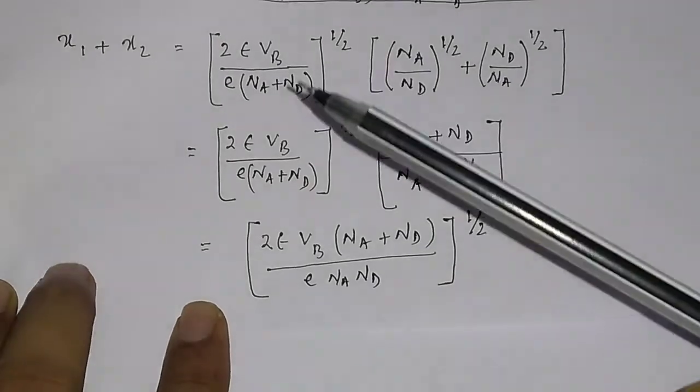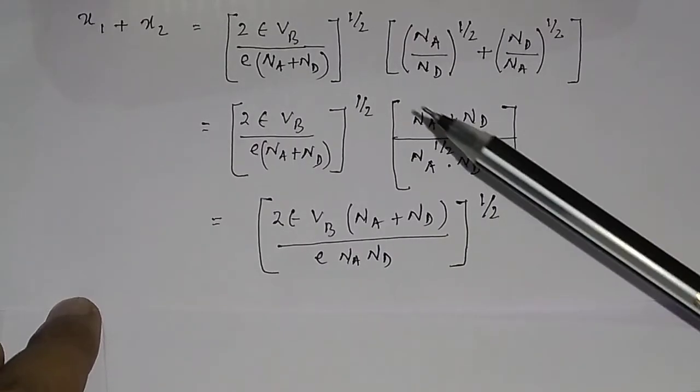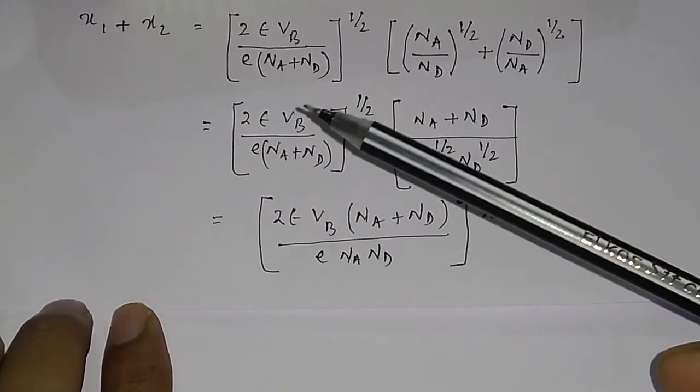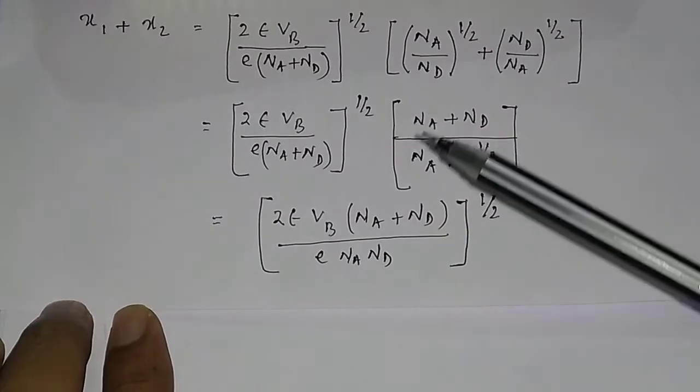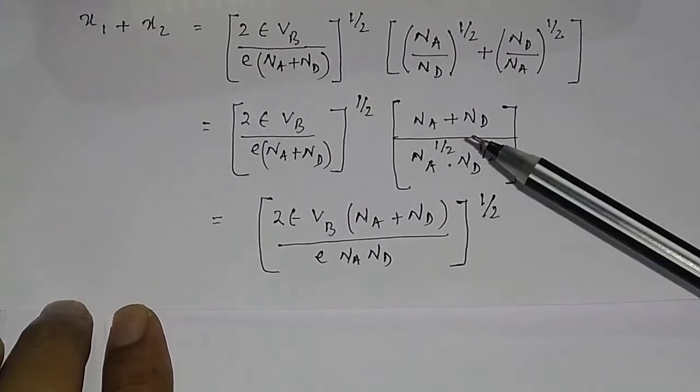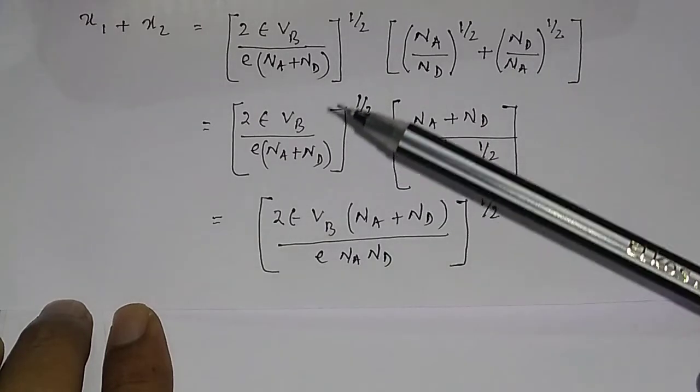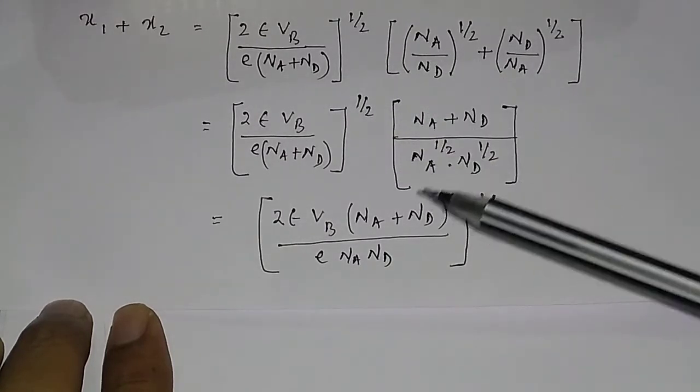And I have calculated here x1 plus x2, that is the width of the asymmetric step junction. I have calculated it. You calculate yourself. It is very simple. If you find any problem, then you see this calculation.